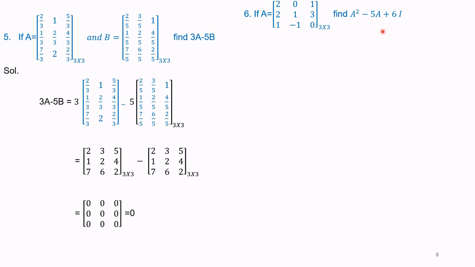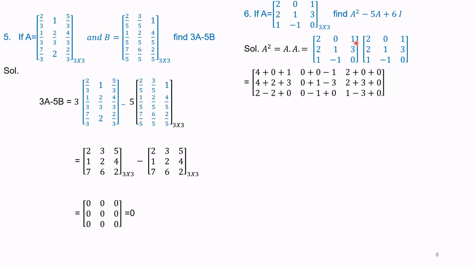Okay, let us do it. This is also a very simple problem. This can also be asked in the examination. So A square is A into A. A is the given matrix and it is multiplied by itself. So matrix multiplication has to be done, that is row with column. When we say multiplication, it means row with column. Let us do it.